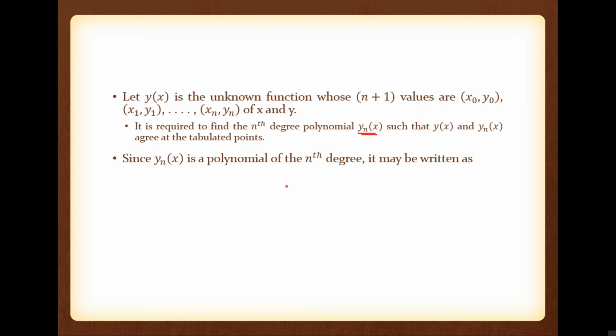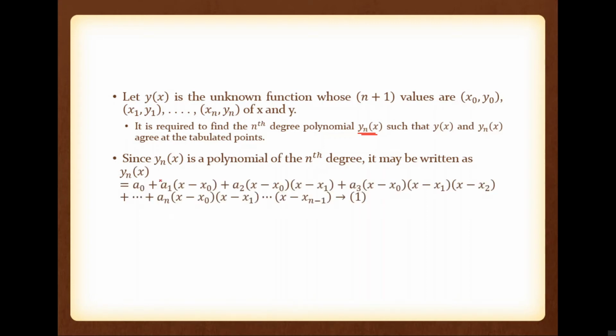Okay. So please note, if yn of x is an nth degree polynomial, then we can write yn of x as yn of x is equal to a0 plus a1 into x minus x0 plus a2 into x minus x0 into x minus x1 plus a3 into x minus x0 into x minus x1 into x minus x2 plus etc. plus an of x minus x0 into x minus x1 into etc. into x minus xn minus 1, where xi, the ith x, is equal to x0, that is the first x value, plus i into h.